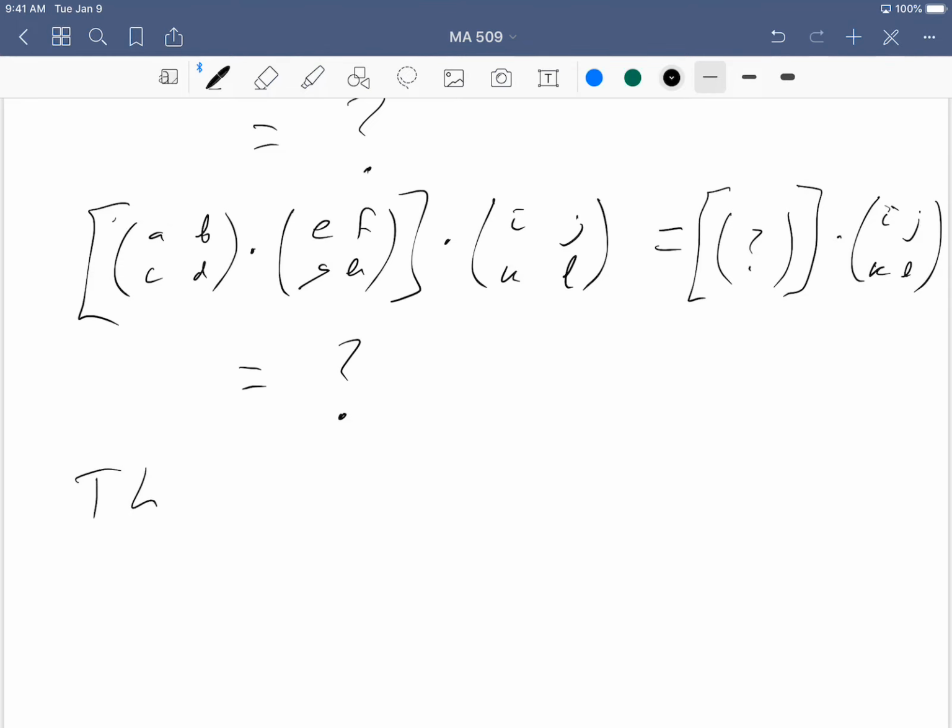And in the end, these will match. As long as you're careful and work it all through correctly, these will match.